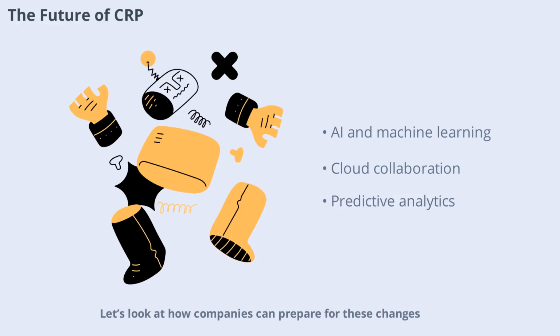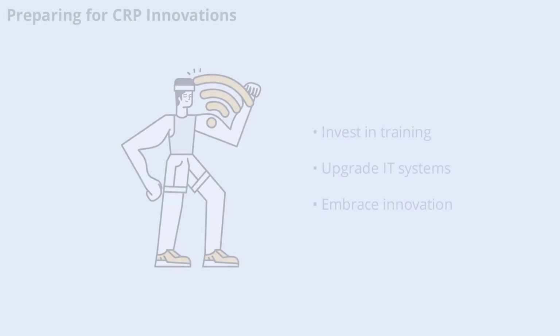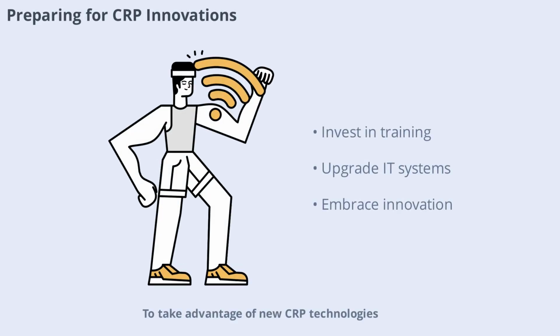Let's look at how companies can prepare for these changes and take advantage of new CRP technologies. Companies should invest in staff training and upgrade their IT infrastructure. Staying informed about industry trends and best practices helps organizations stay ahead of the curve. By embracing innovation, companies can make their capacity planning processes more agile and effective.